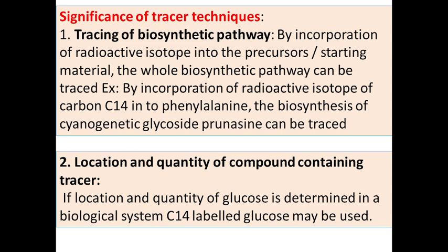here the radioactive isotope, that is carbon 14, is incorporated into phenylalanine. It is an amino acid. The biosynthesis of the cyanogenetic glycoside prunasin can be traced. So from that phenylalanine, that amino acid, the secondary metabolite prunasin, which is a cyanogenetic glycoside, the biosynthesis of that prunasin can be traced.